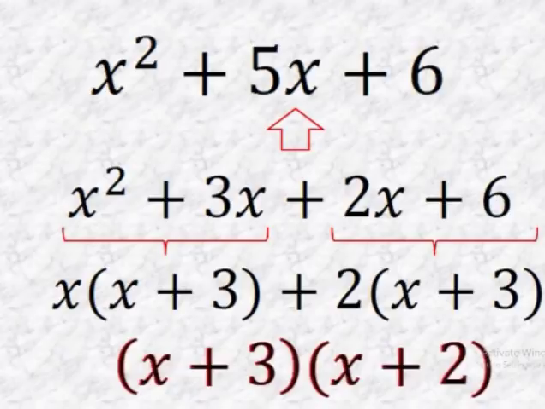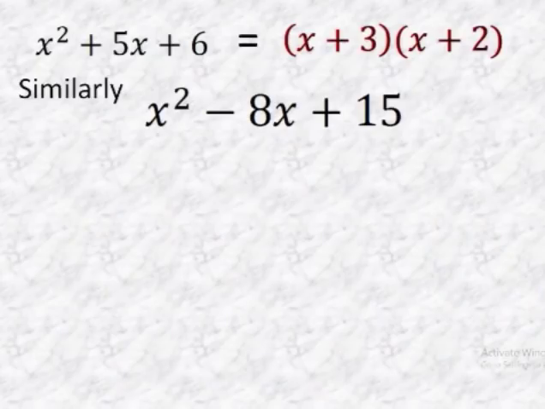So after these 2 steps, the original polynomial of x squared plus 5x plus 6 has been successfully factorized into x plus 3 and x plus 2. So x squared plus 5x plus 6 equals x plus 3, x plus 2.